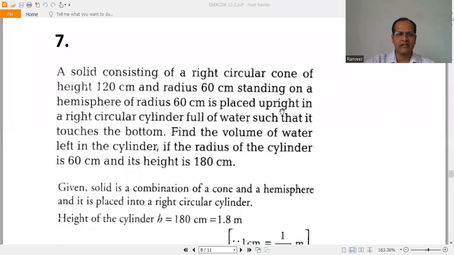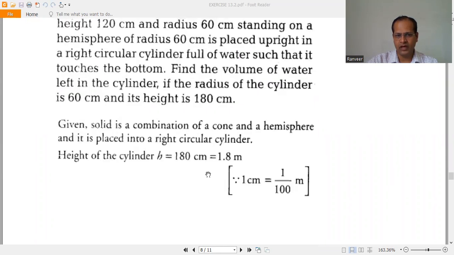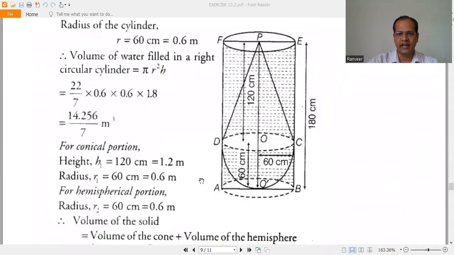Now in question number 7, a solid consisting of a right circular cone of height 120 centimeter and radius 60 centimeter, standing on a hemisphere of radius 60 centimeter, is placed upright in a right circular cylinder full of water such that it touches the bottom. Find the volume of water left in the cylinder if the radius of the cylinder is 60 and height is 180 centimeter. Now, first of all, see the diagram.